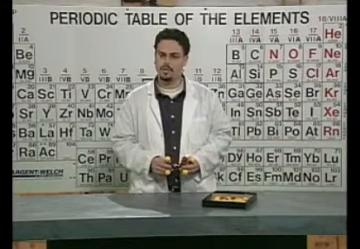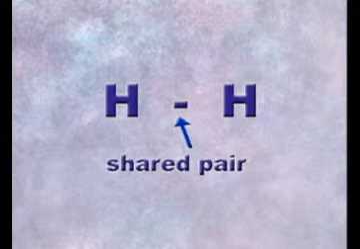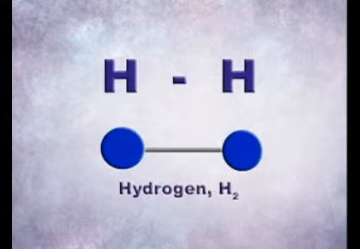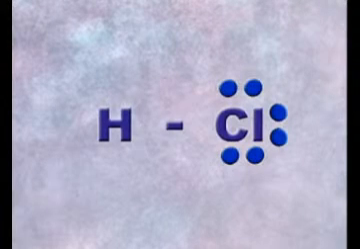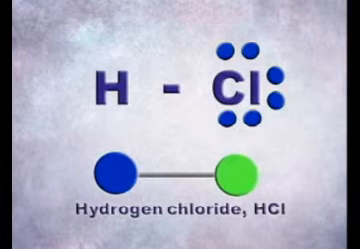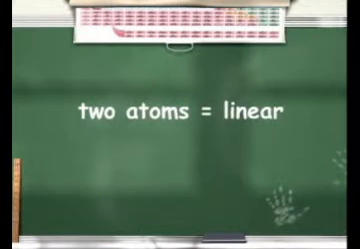How do we determine the shape of a molecule? Let's start with something simple, like a hydrogen molecule. You will recall that a hydrogen molecule consists of two hydrogen atoms with a shared pair of electrons between them. You can see that the shape of this molecule would be linear. What about a molecule of HCl? Again, you can see that the shape of this molecule would have to be linear. In fact, any molecule that contains only two atoms is going to be linear.